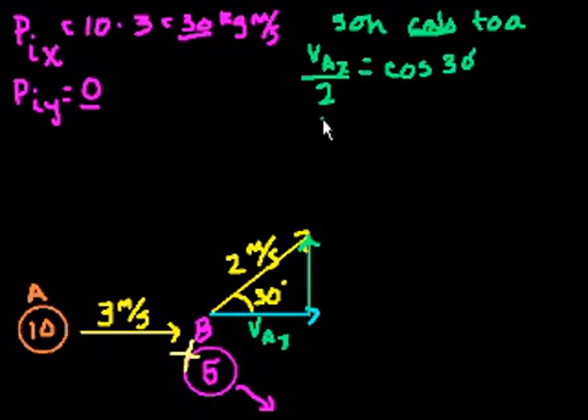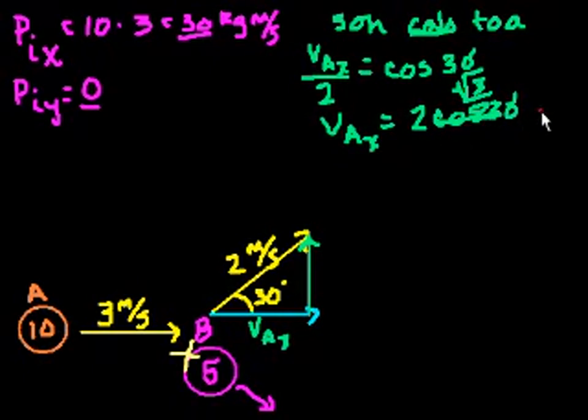Or the velocity of A in the x direction is equal to 2 cosine of 30 degrees. And what's cosine of 30 degrees? It's square root of 3 over 2. And square root of 3 over 2 times 2 is equal to square root of 3. So this is equal to the square root of 3 meters per second.